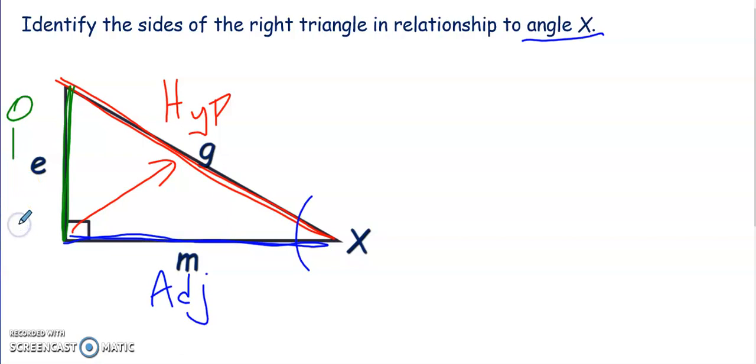Come on, let me draw here. Goodness gracious, what is going on? This is just crazy. There we go, that's better.